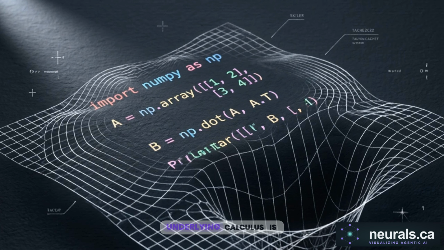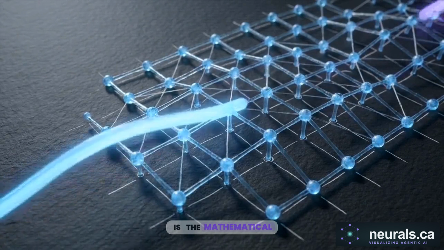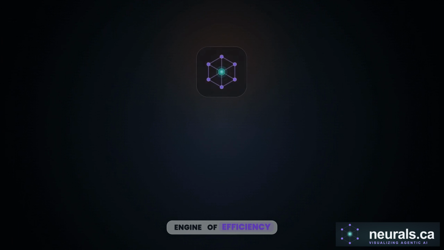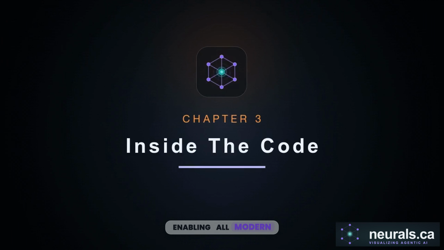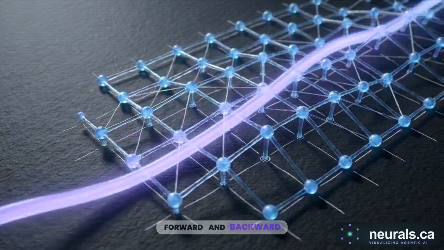While the underlying calculus is rigorous, implementing backpropagation in Python often requires only a few lines of matrix operations. Backpropagation is the mathematical engine of efficiency, enabling all modern deep learning. Let's open the notebook and see these forward and backward passes in action.